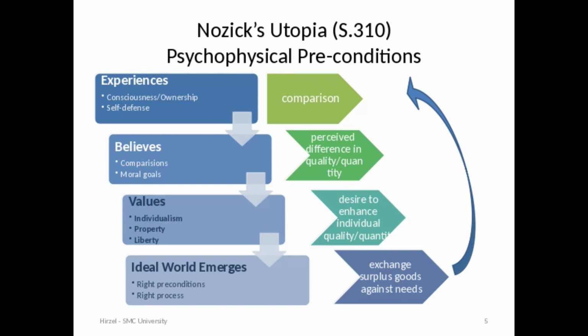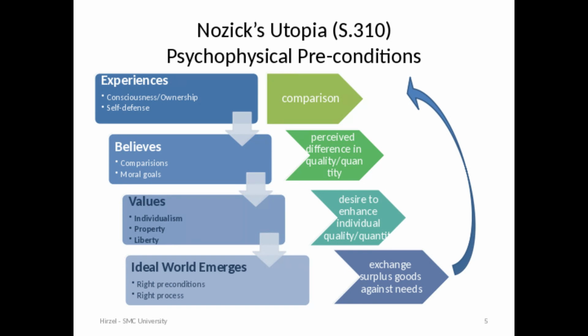Nozick's hypothesis is that as long as the preconditions are right, the outcome of the state will be right as well. He compares this to an invisible hand process of free exchange, where libertarian rights must be respected and inequalities can be justified if the preconditions have been right and the process has not been hindered or manipulated. We will see the process as defined in the sentence down here in detail on the next two slides.